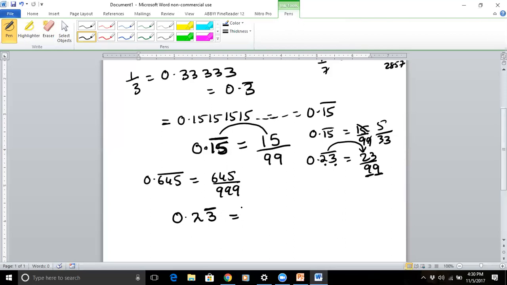No, 23 by 9 is 2 point something, right? I mean, think about it logically. 23 by 9 would be 2 point something, right? So it's not going to be 0.23333. Exactly. So this is how you work.